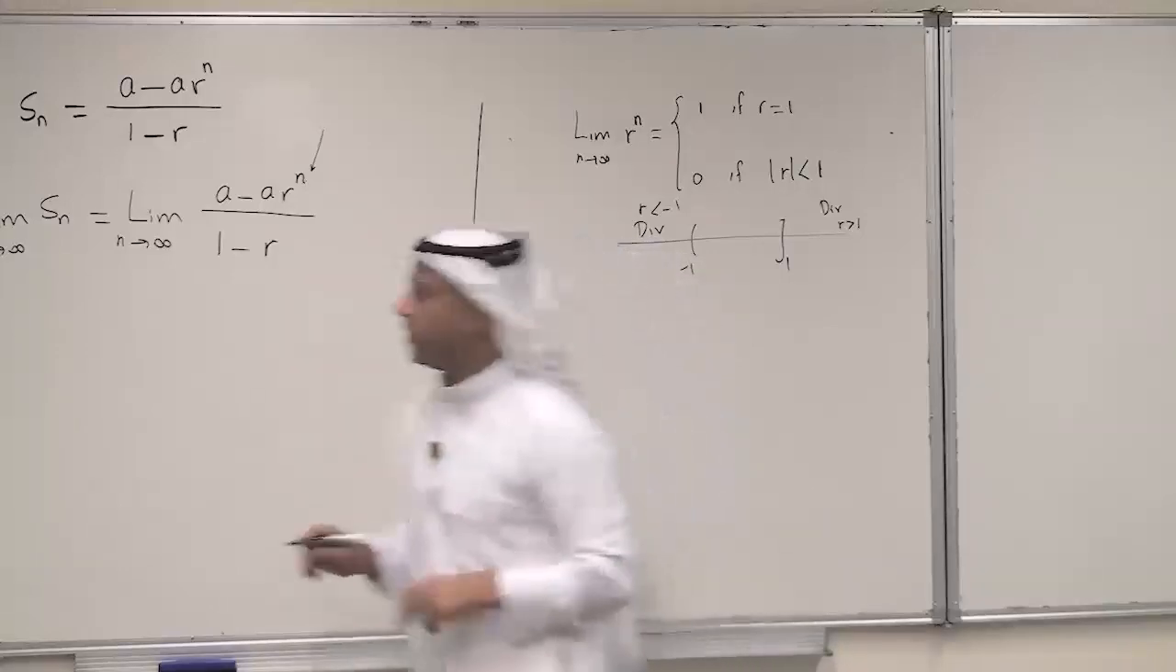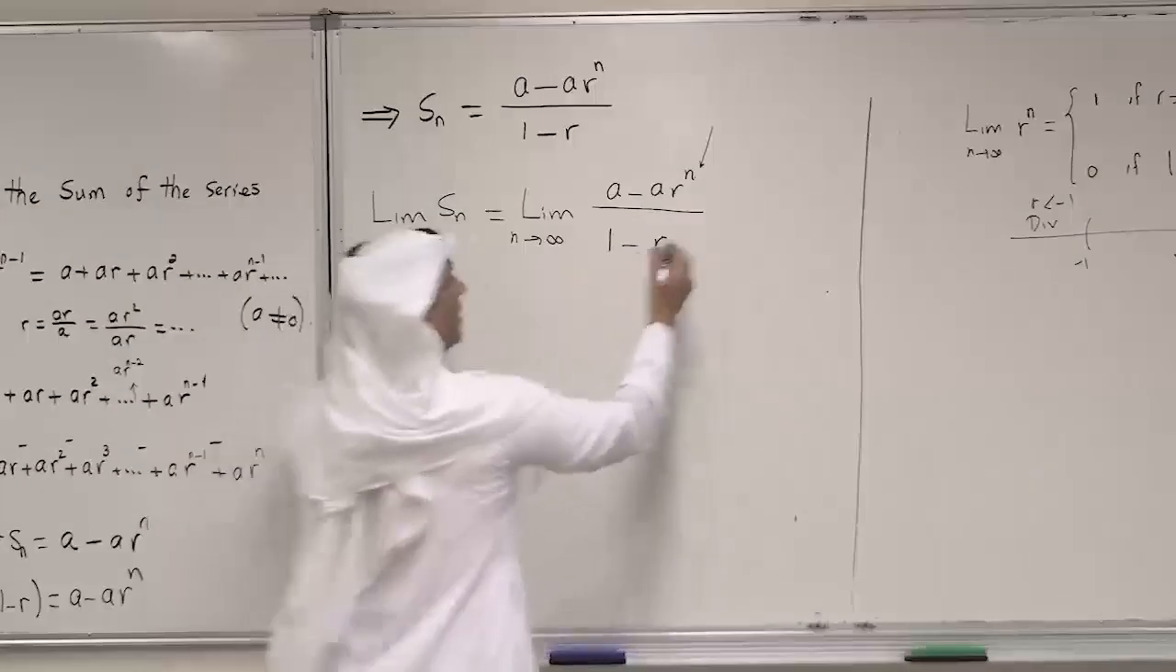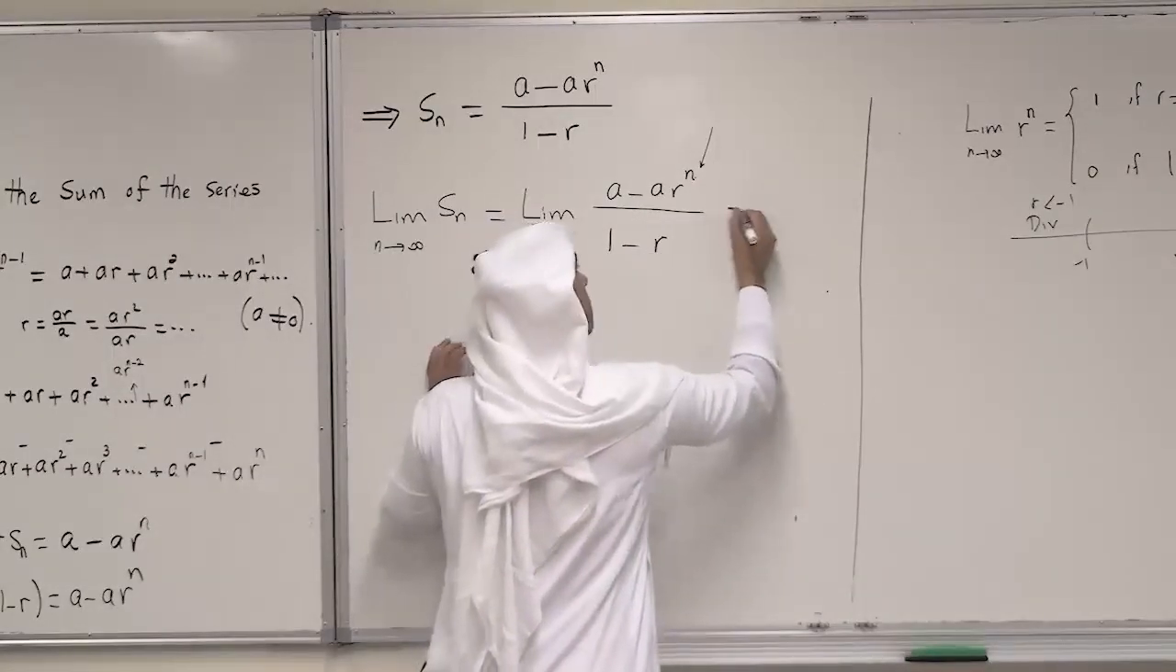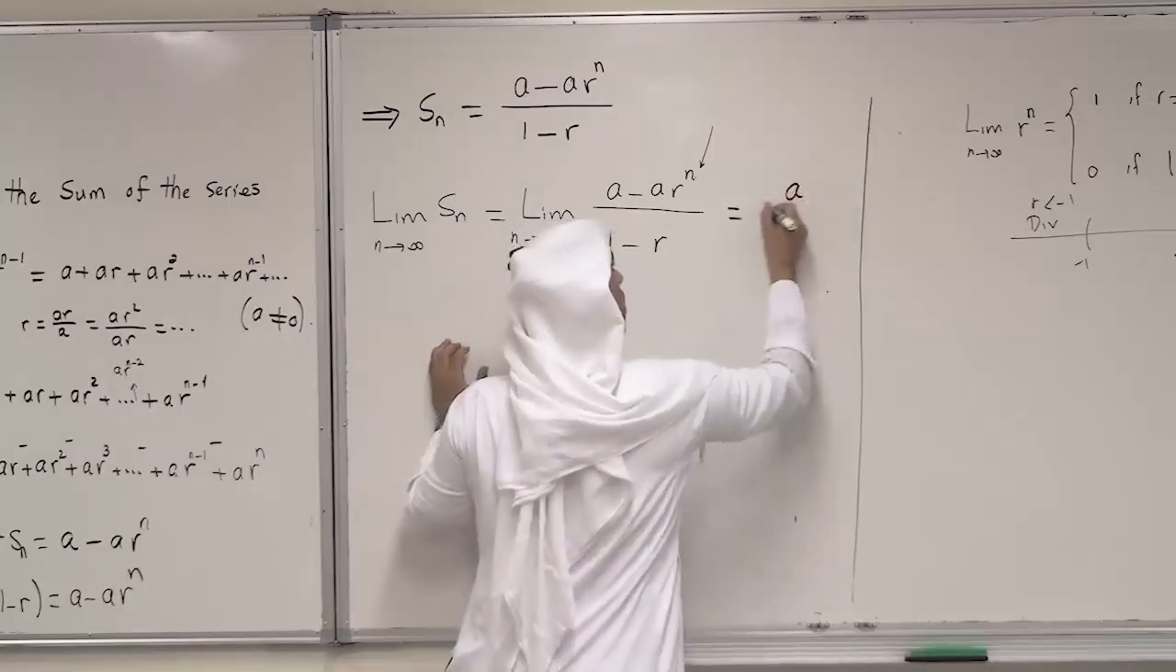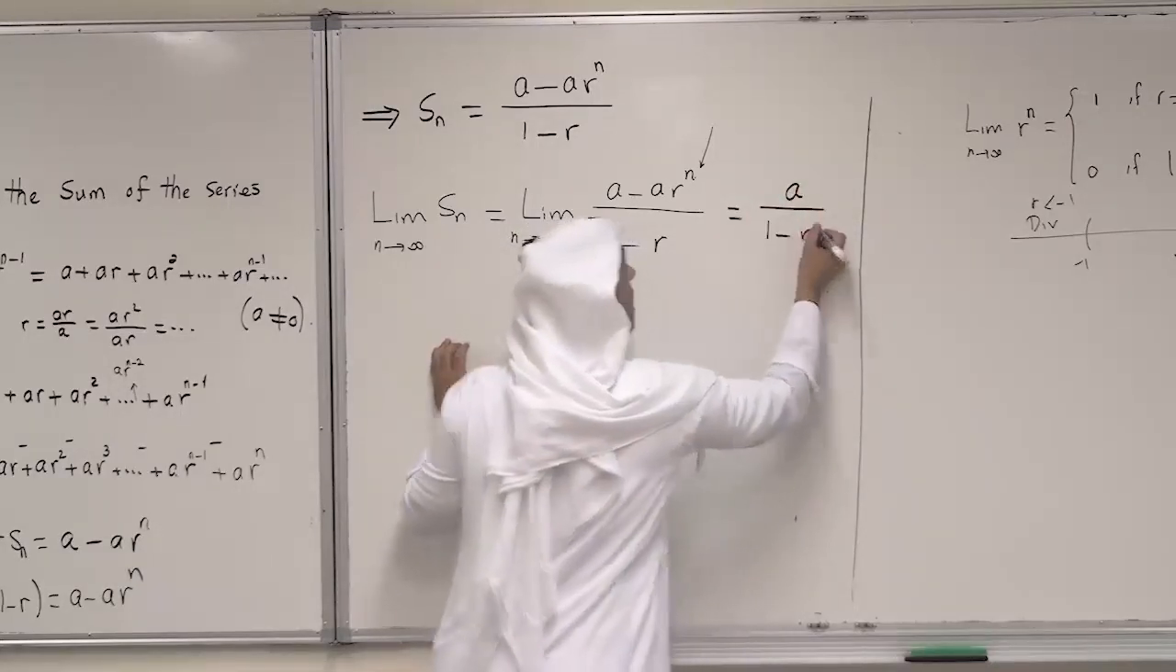So what is the conclusion then? The conclusion then is this. This will be equal to a over 1 minus r. Why?